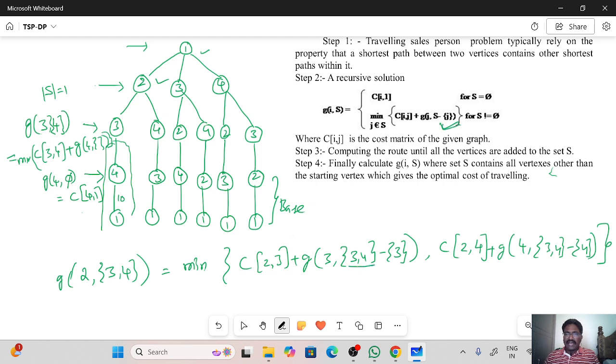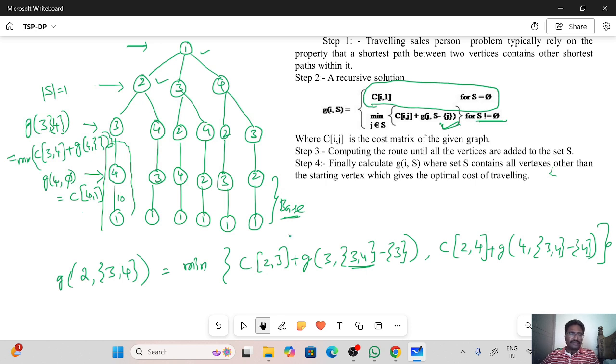When our set has some elements, this is true for a set that is not empty. And what is this case? This is the base case. What is the base case? When our set is empty. So this is our base case.